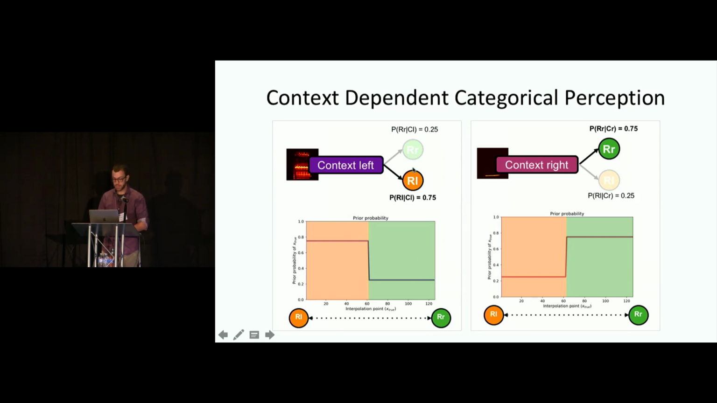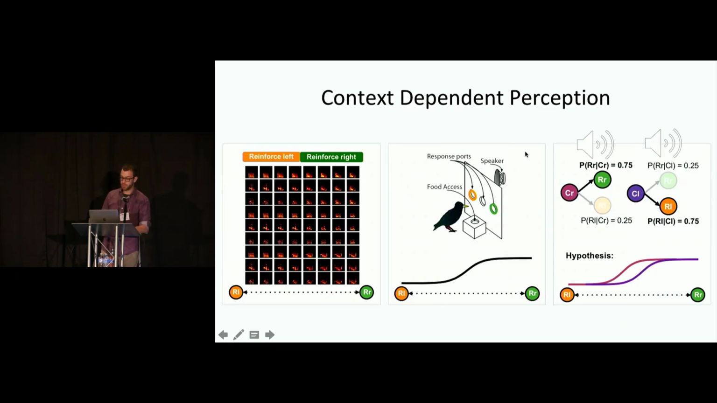We can modulate this, and the context does the exact opposite thing. So to sum up the task, there are 9 interpolations. I just showed one before, but we have 9 different interpolations. We train the birds to classify reinforced left and reinforced right just by pecking these peckboards.